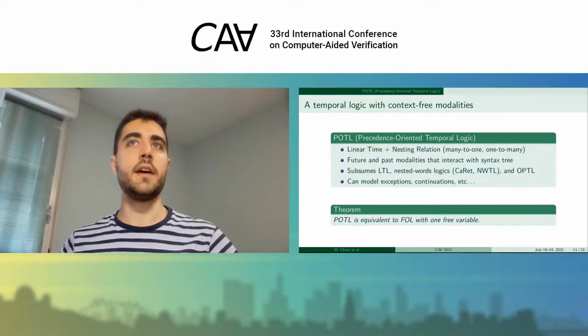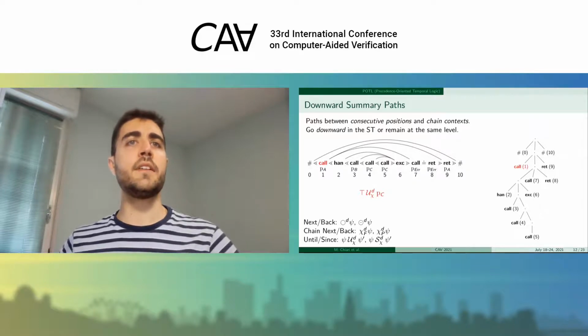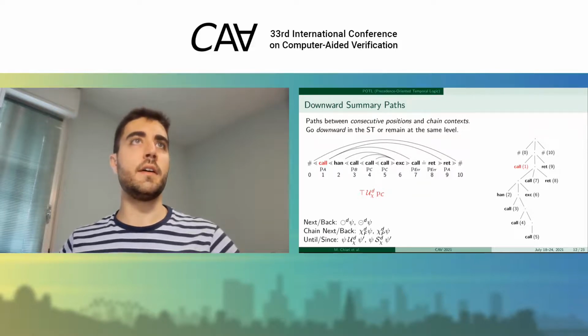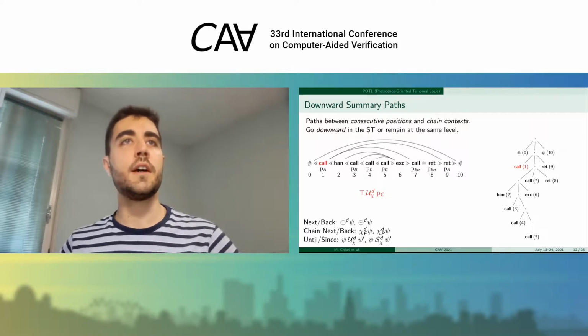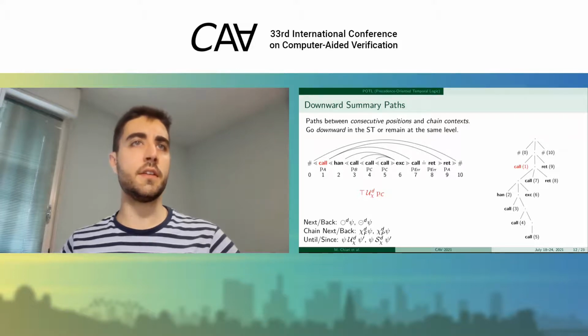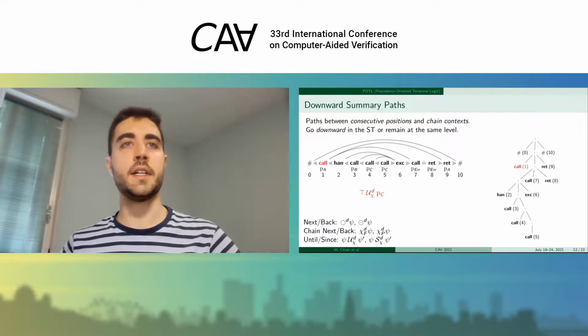So let's see the syntax and semantics of this logic. CaRet introduced the idea of jumping over function bodies. Here we bring this idea further, we generalize it also to the one-to-many and many-to-one relation cases. So we have next and back operators that are the ones with the little circle, and chain next and back operators, which are the ones with the chi.